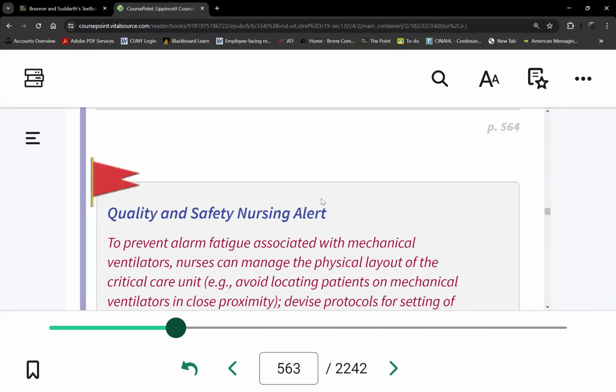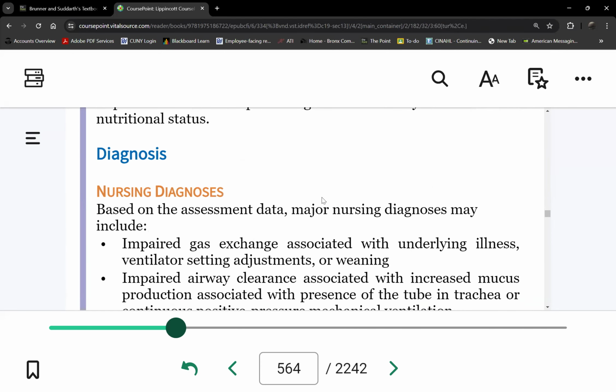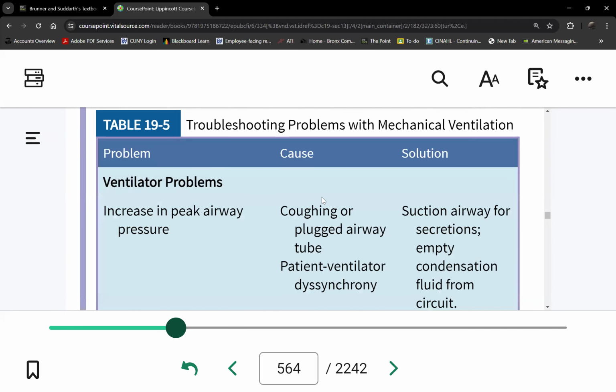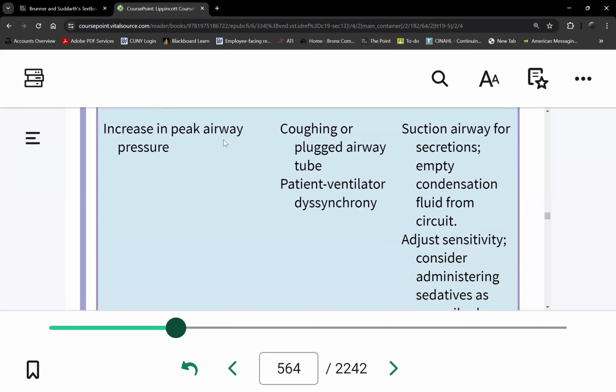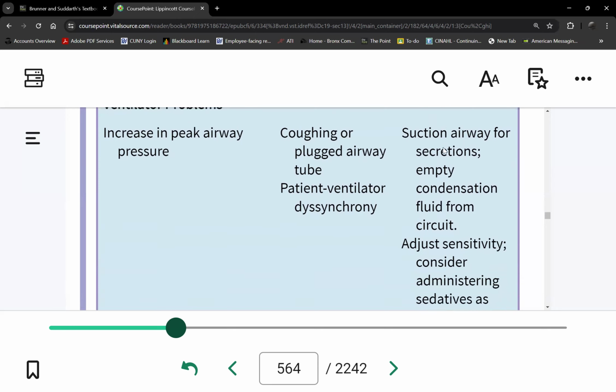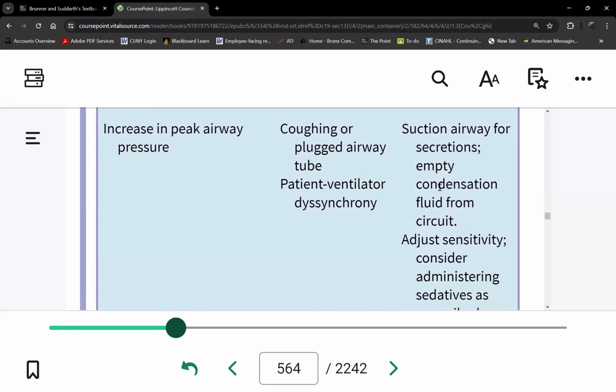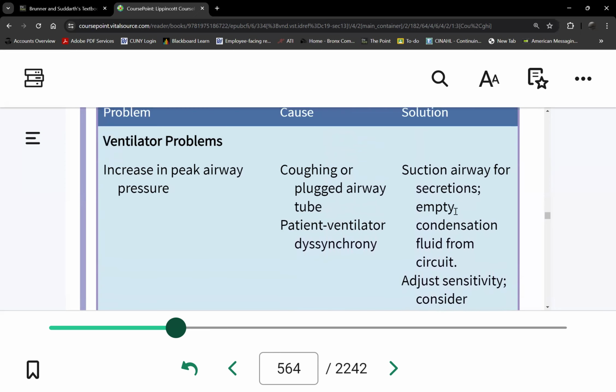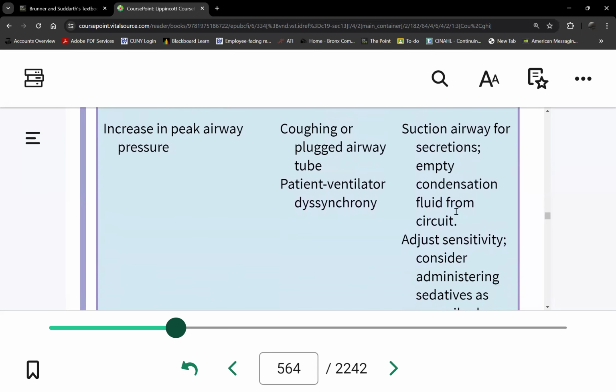Now let's go to what we discussed, the high and low pressure alarms, which are also included here, but they're not very specific, so that's why we discussed them separately. Table 19.5. An increase in PIP, what alarm will this trigger, high or low pressure? Look at the actions: you're going to suction secretions, you're going to empty condensation from the circuit. So is this a high pressure alarm?